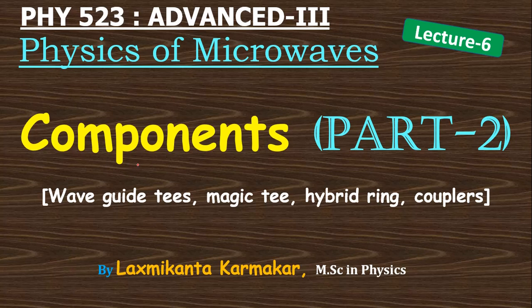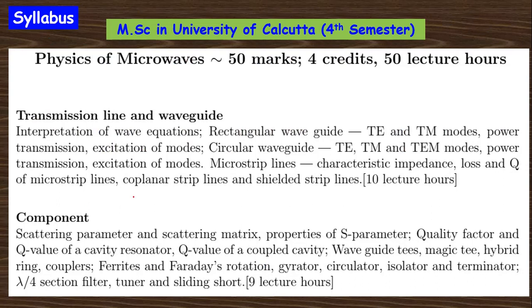Part 1 already covered the scattering parameter, scattering matrix, and properties of S parameters. S means scattering parameter. We also covered the quality factor and Q value of a cavity resonator and of the coupled cavity in the first part of the component lecture, in the previous lecture, right?